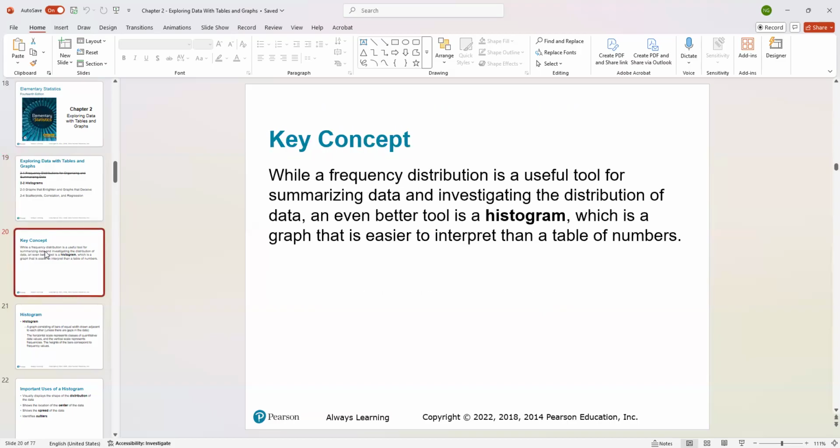As a key concept, while a frequency distribution is a useful tool for summarizing data and investigating the distribution of data, an even better tool is a histogram. Remember, a frequency distribution is a table. In that table you can do single grouping. One of the examples we went over is the number of TV sets per household. You can have zero TV sets, one TV set, two TV sets, three, four, etc. We call that single grouping.